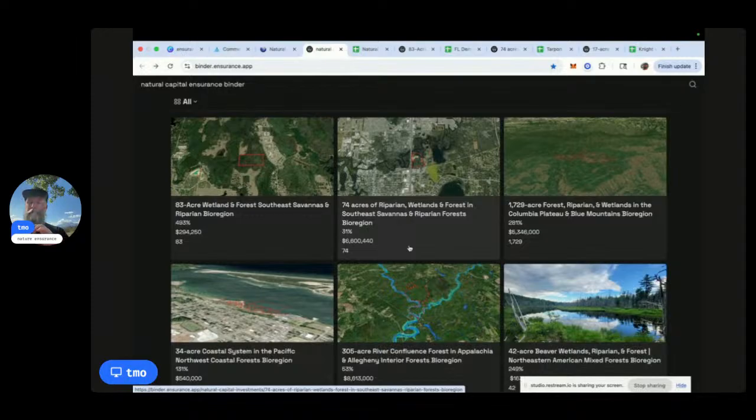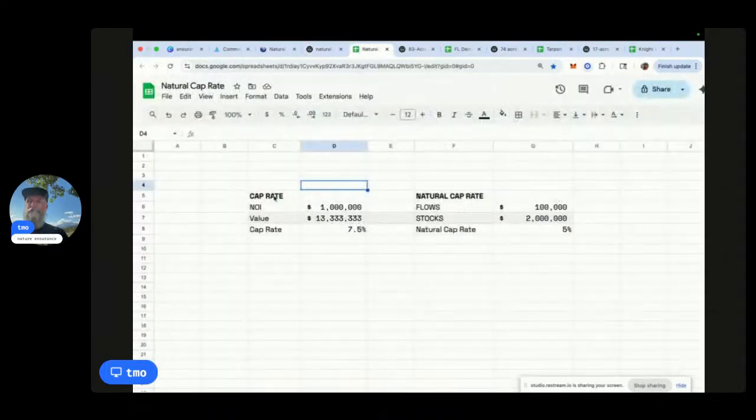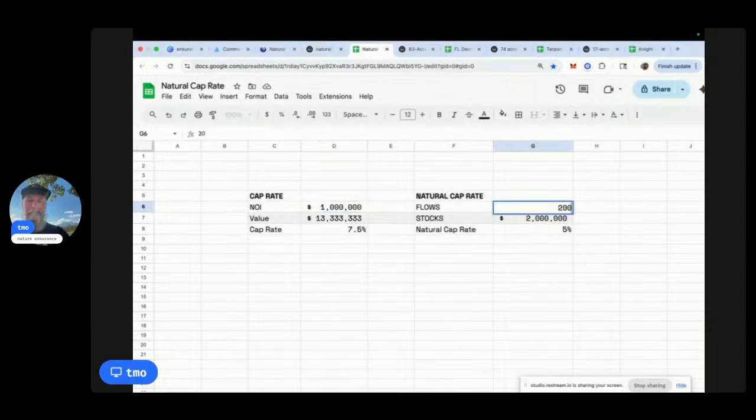So I just want to stop there for a minute, take a deep breath, go back to cap rate. This is real income right here. This right here, if it's $2 million of ecosystem service value, is not real income. And that's the problem right now. And that's what we're trying to solve for.